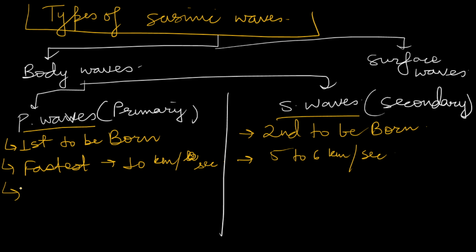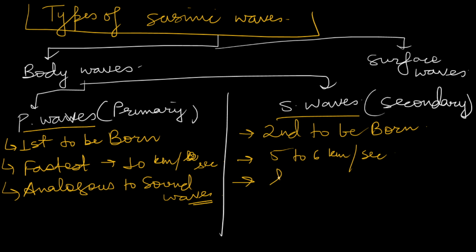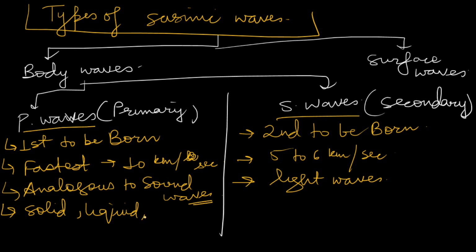P waves are analogous to sound waves. Do remember this differentiation because these are very important. They have been asked several times. And S waves are analogous to light waves. P waves can travel through solid, liquid, and gases. They can travel through solid, they can travel through liquid, and they can even travel through gases. Whereas S waves can only travel through solid. Only solid. Important point to remember.